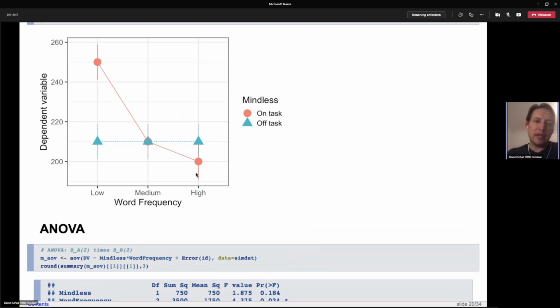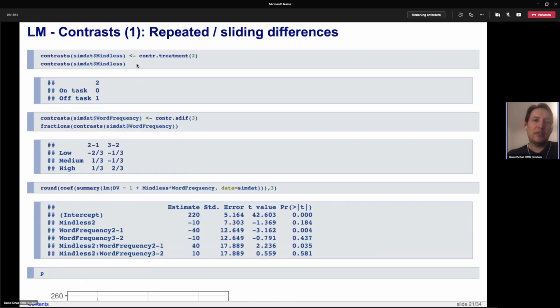So instead, what we can do, we can test specific hypotheses using linear models. Let's assume that we specify a treatment contrast for mindless reading, where we say the baseline is that we are on task, and the other condition is that we are off task.